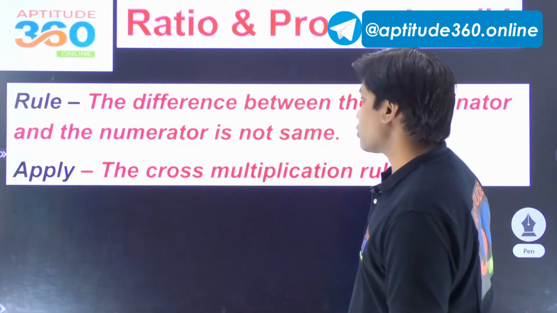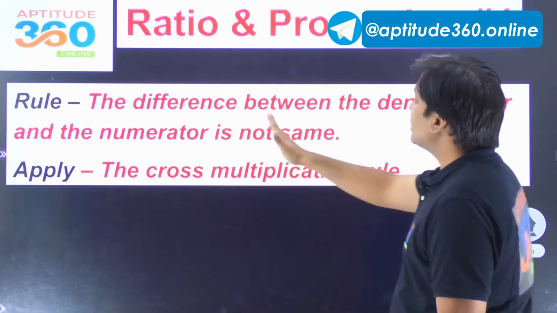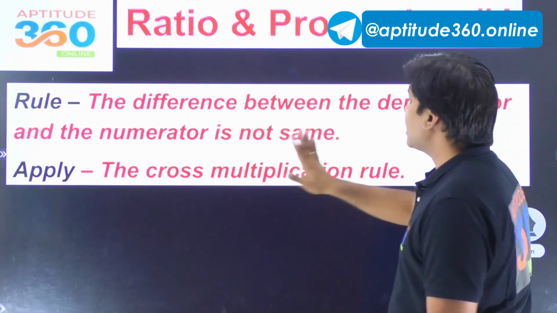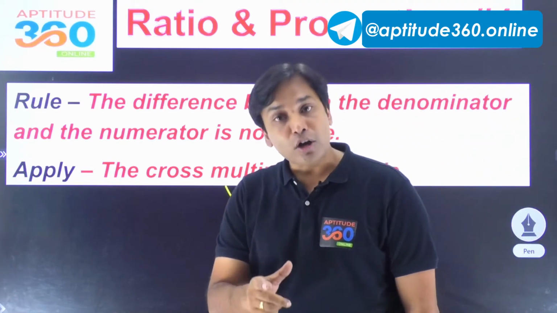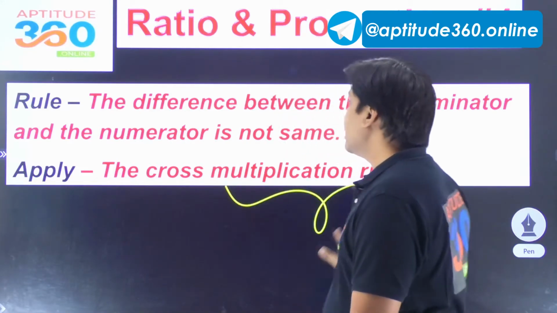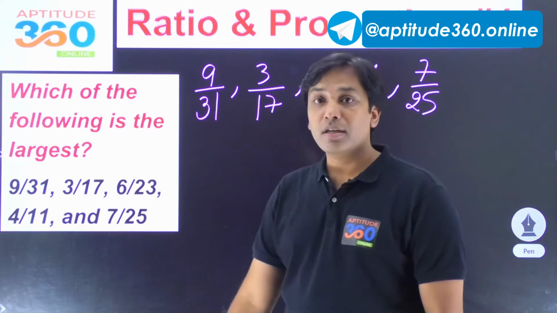Let us move to the next problem. So probably you understood what is the rule that I'm talking about. The difference between the denominator and numerator, if it is not same, then you should be applying the rule of cross multiplication, right? Now we will have to solve this problem, which of the following is the largest.